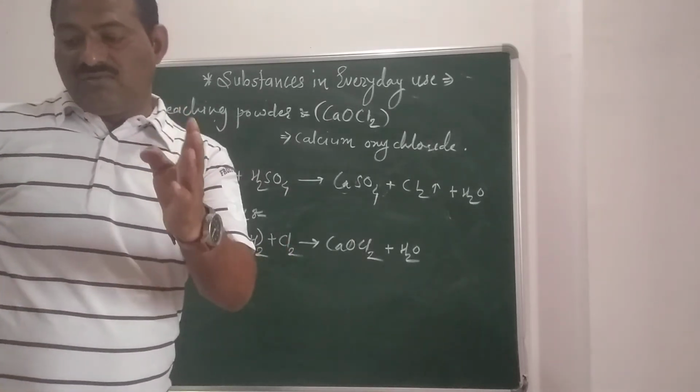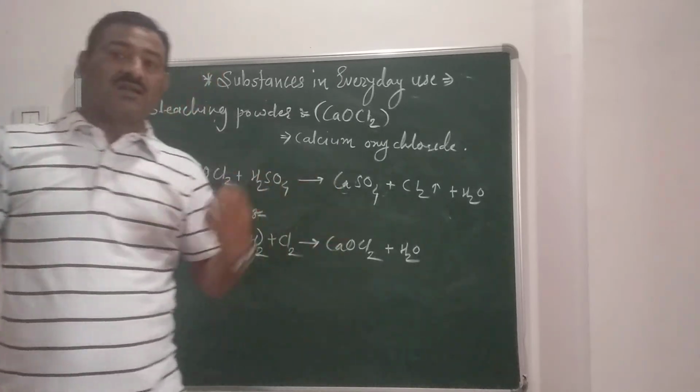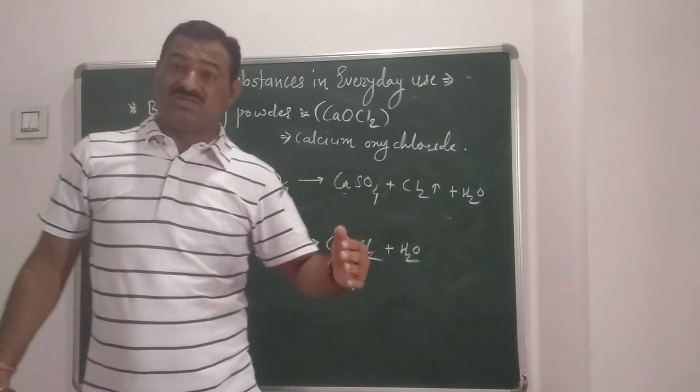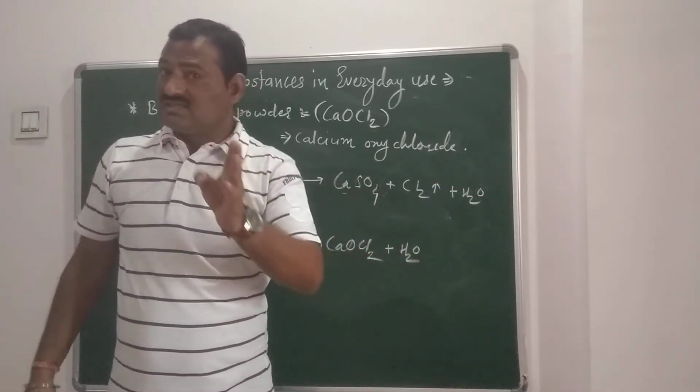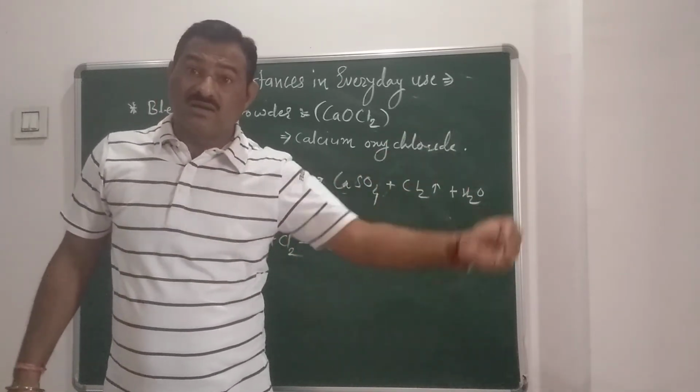Now this calcium oxychloride reacts slowly with carbon dioxide, as we studied earlier. The bleaching powder reacts with carbon dioxide to form calcium carbonate. These are the reactions of the bleaching powder.